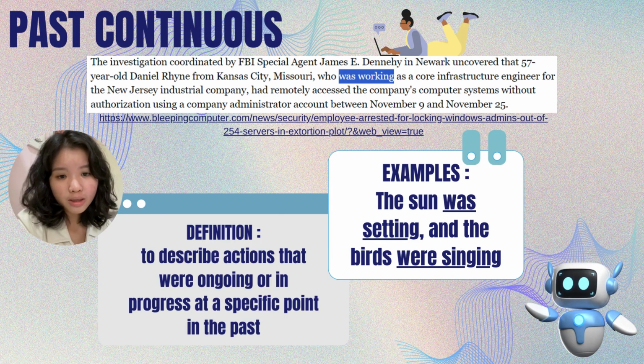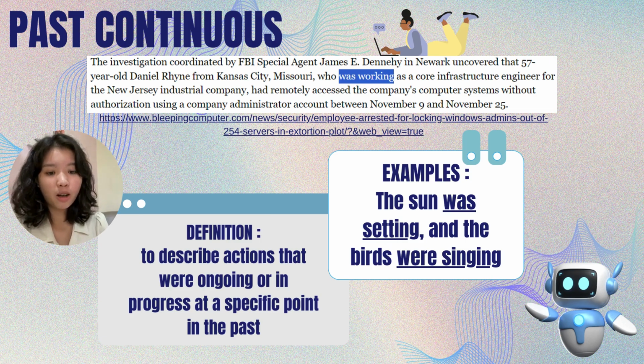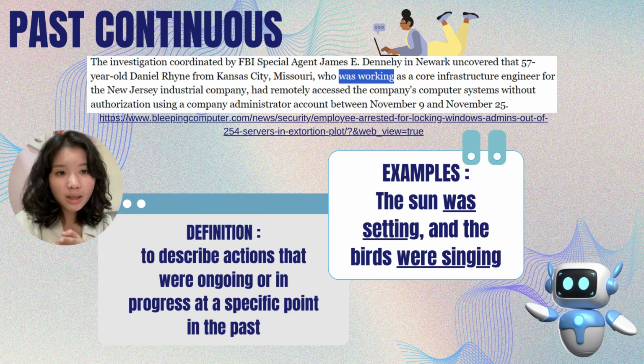Past continuous. What is past continuous? It is to describe actions that were ongoing or in progress at a specific point in the past. As you can see on the article, the highlighted words are was working. Was is a verb for past continuous.